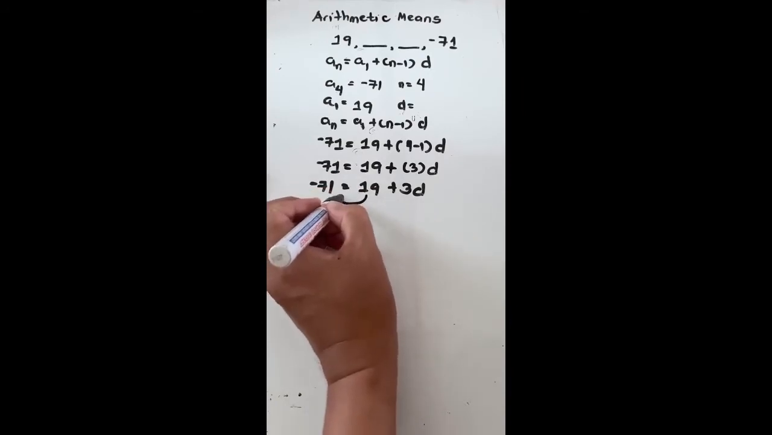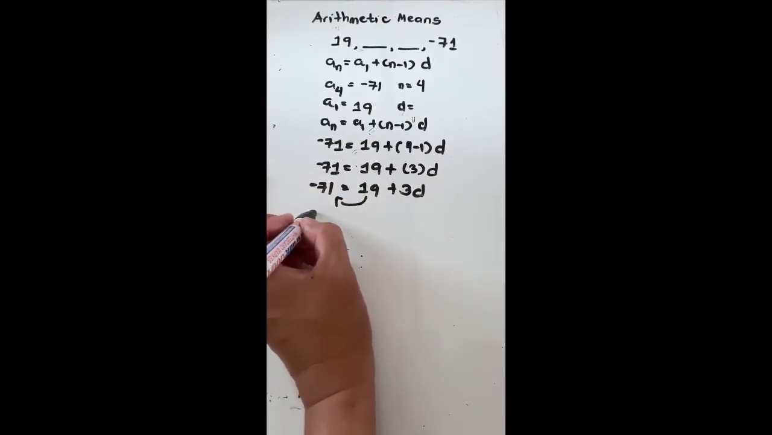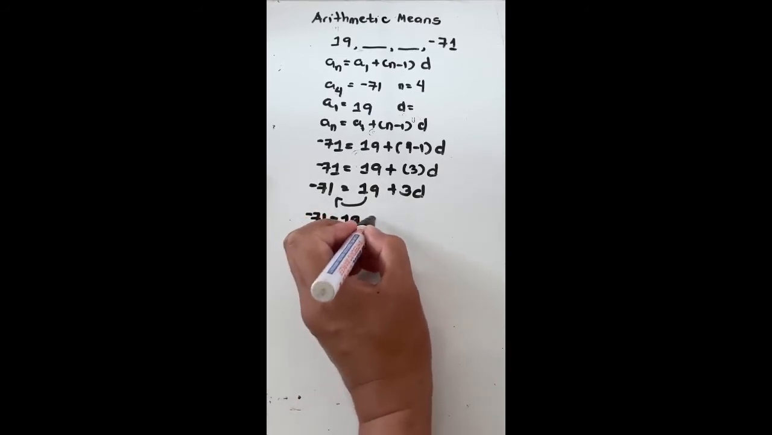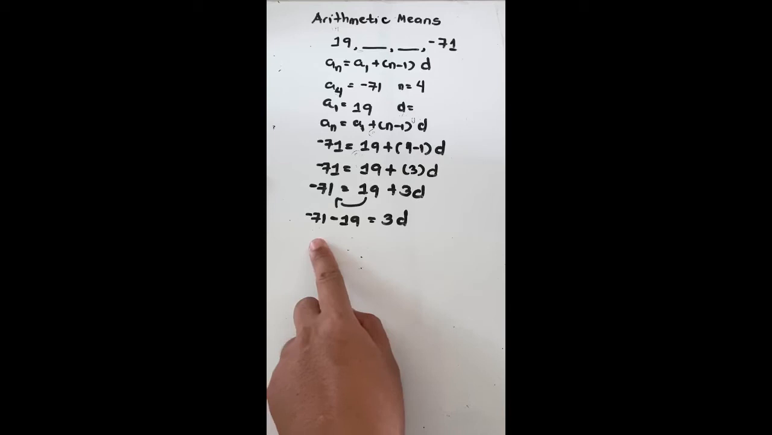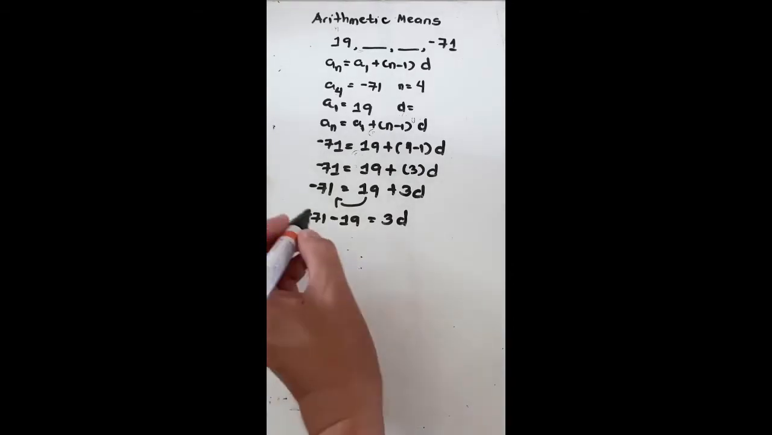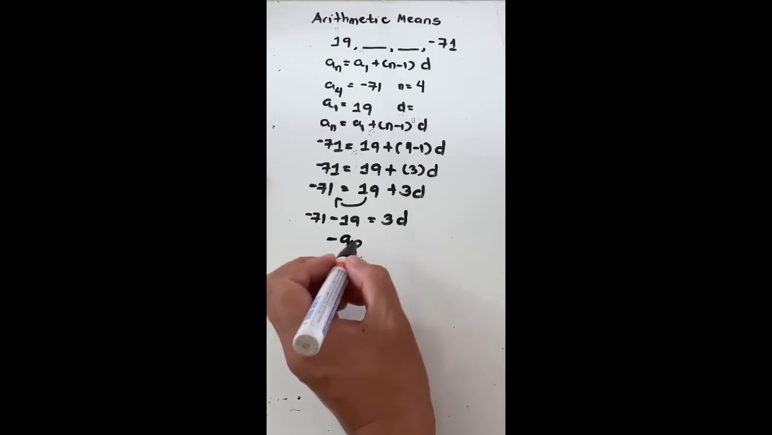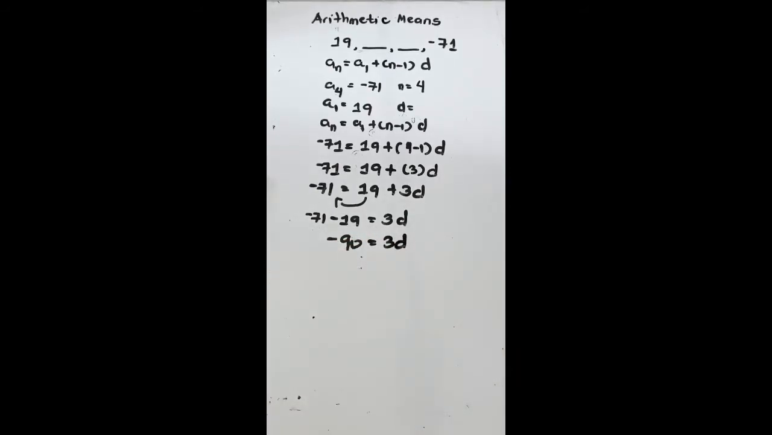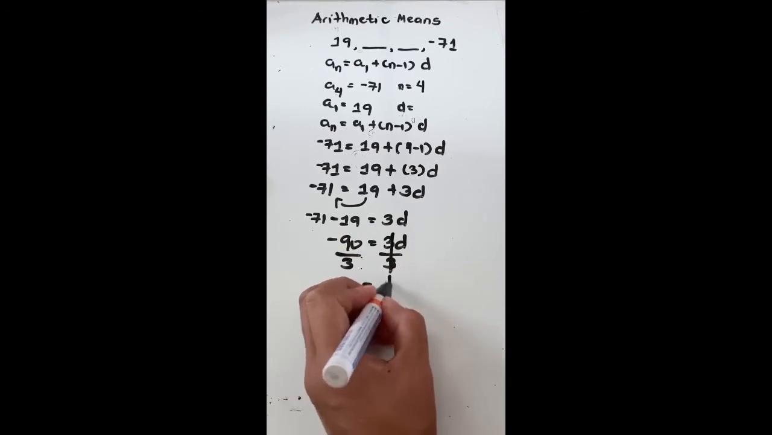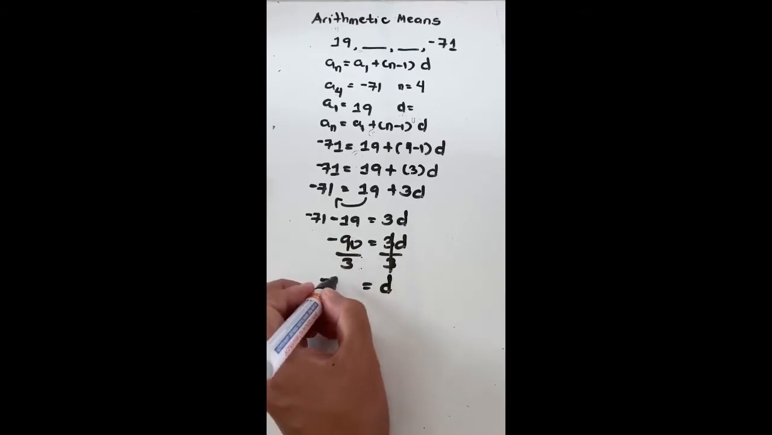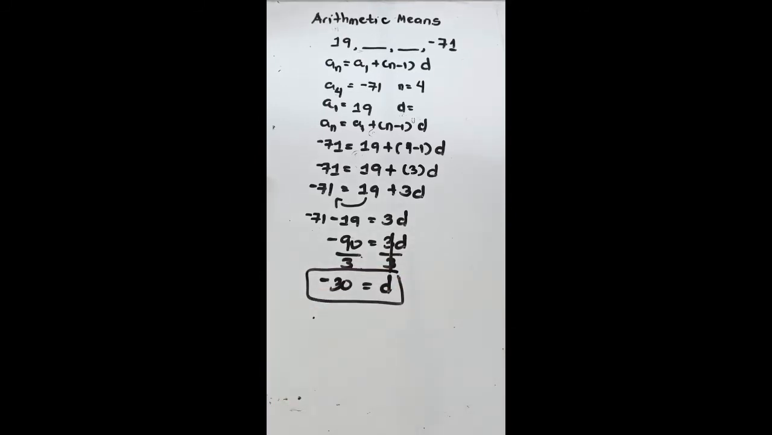Next step. So you need to transpose 19 to the other side of the equation, that is negative 71 minus 19 equals 3D. Now, by applying the rules of integers, specifically the subtraction of integers, the answer to this one is negative 90 is equal to 3D. Now, to get the D, you need to divide both sides by 3. So that is negative 90 divided by 3, that is negative 30.